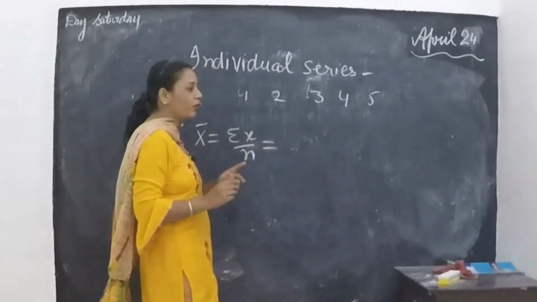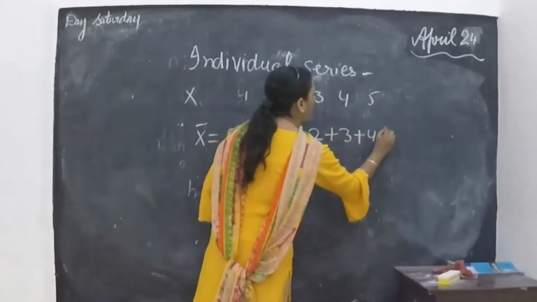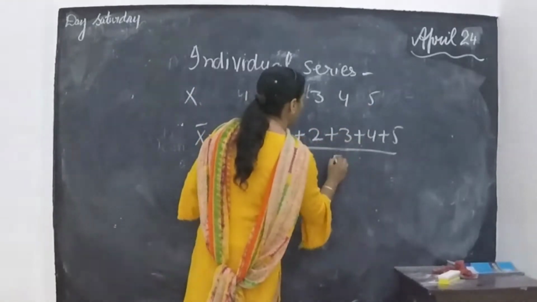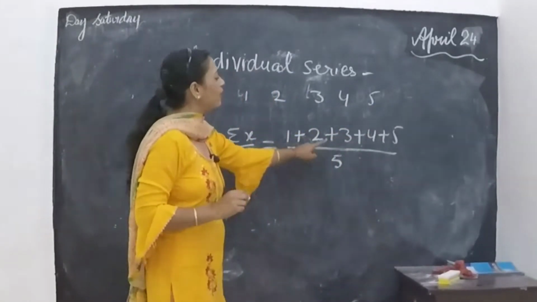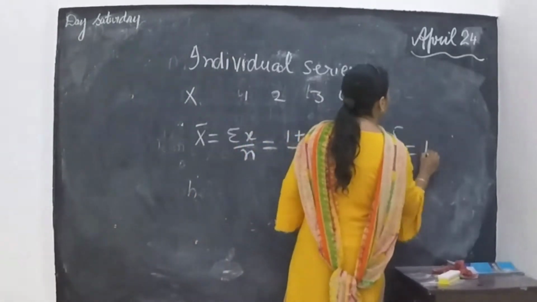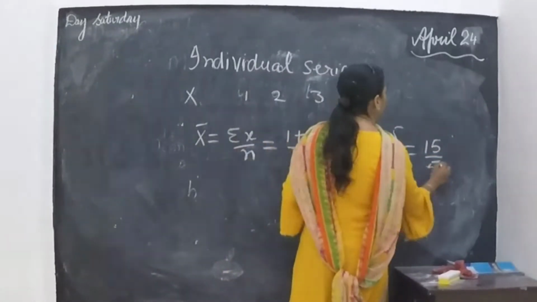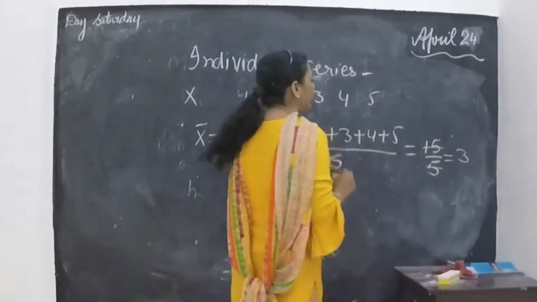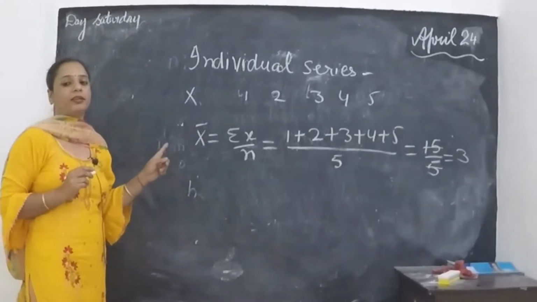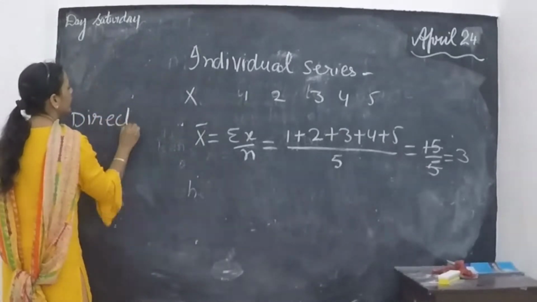So what will we do? We will add these items 1, 2, 3, 4 and 5, and the number of items is 5. Now add up these values: 1 plus 2 is 3, 3 plus 3 is 6, 6 plus 4 is 10, 10 plus 5 is 15. Divide 15 by 5, the answer will be 3. So the value of mean x bar is 3. This formula applies in case of individual series, and this is the direct method.